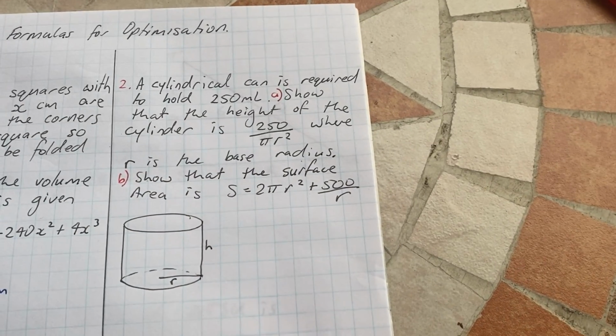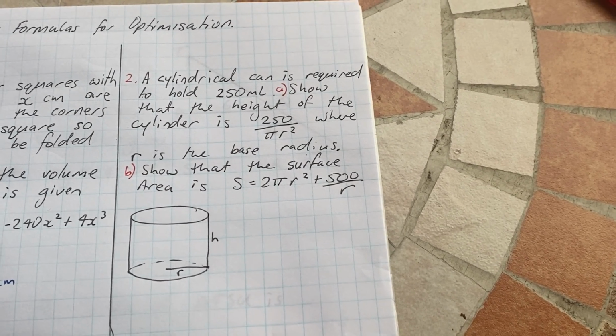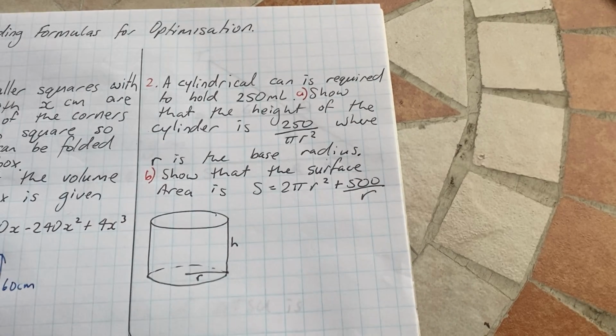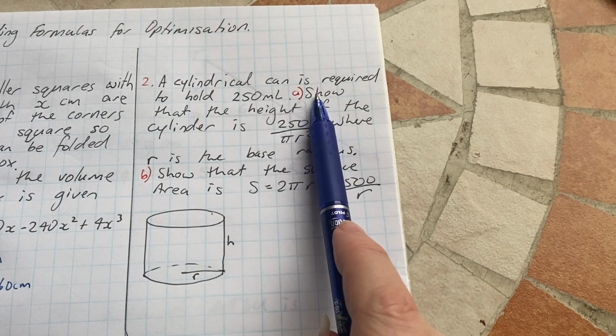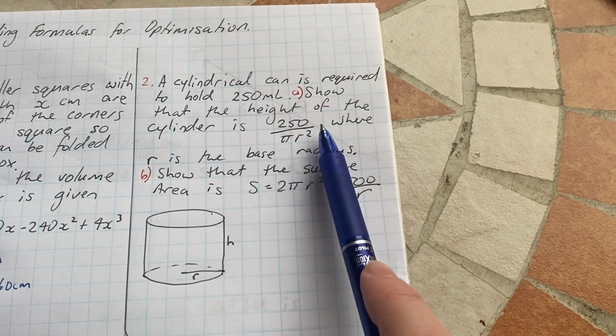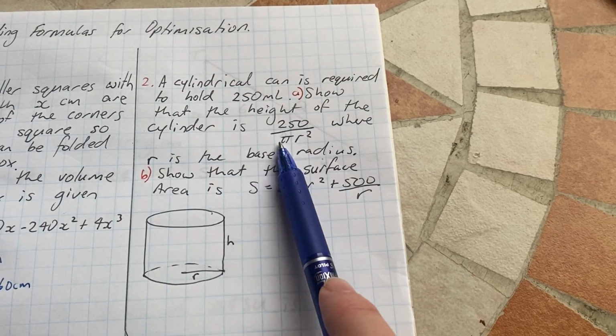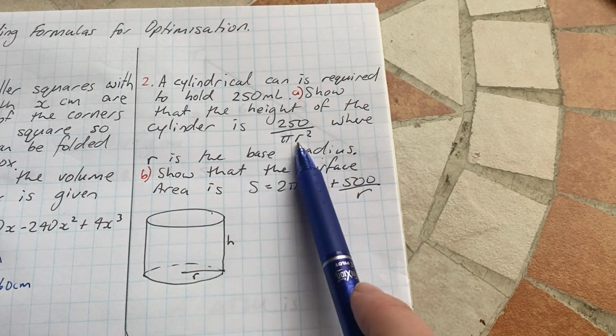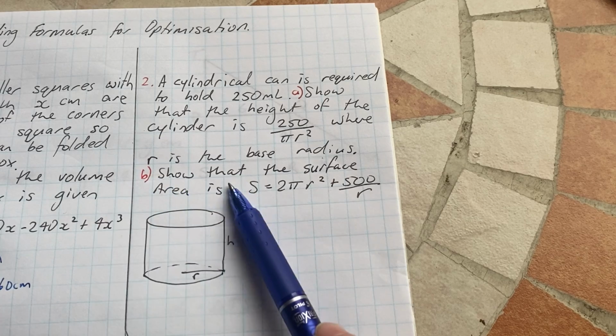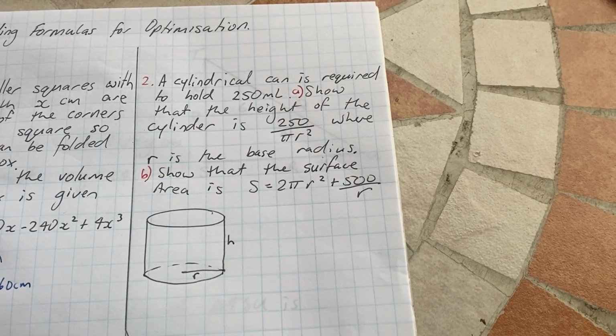Okay, our second example is a cylindrical can. Now this might be, for example, a soft drink can. So it's required to hold 250 ml. First of all, we have to show that the height of the cylinder is 250 over pi r squared, where r is the base radius. Part B, show that the surface area is given by that.